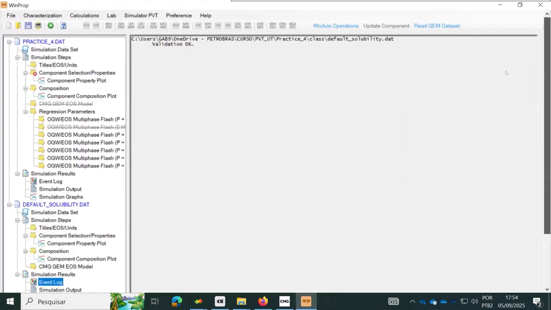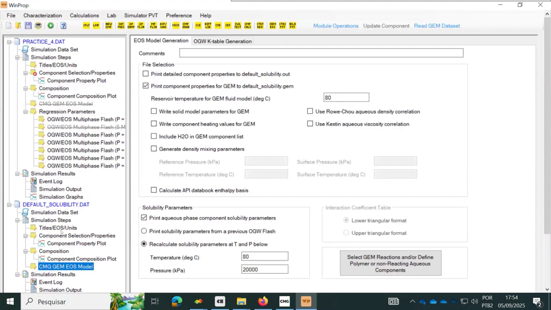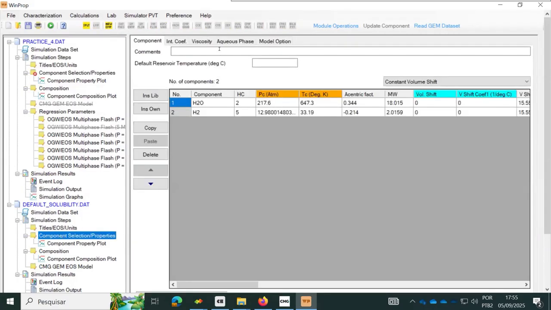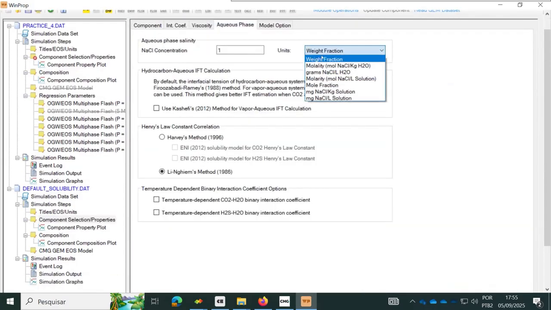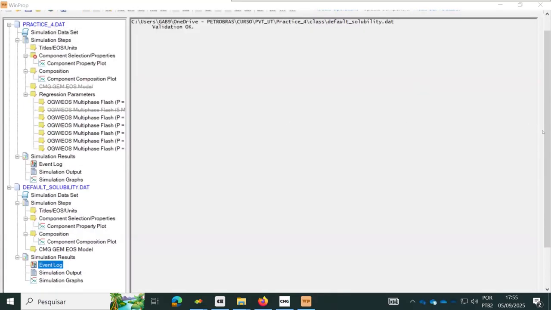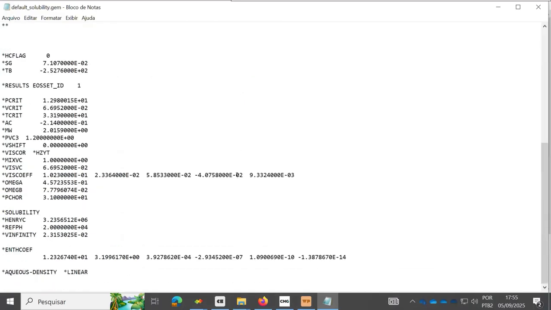Marcos, yes, you're putting the unit is weight fraction. It's not about this because you put 1, so there is only salt in the composition. Oh, thank you, Rodrigo. It's molality, right? Yeah, now we got it, thank you, Rodrigo.